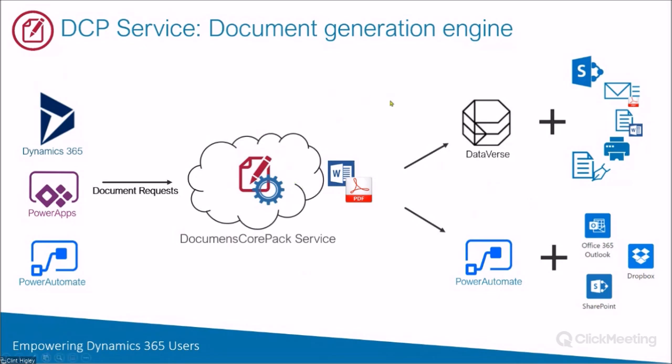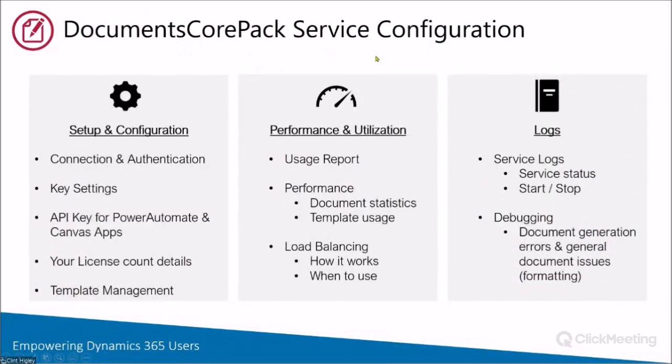So the important things in the DocumentsCorePack service configuration, there are three basic things you need to know: the setup and configuration portion, the performance and utilization, and the logs. The setup and configuration basically consists of connecting and authenticating. Since it's a service that sits outside of the Dataverse, how do I connect and authenticate to Dynamics, to the Dataverse? I want to go over some key settings today and show those, and talk about an API key.